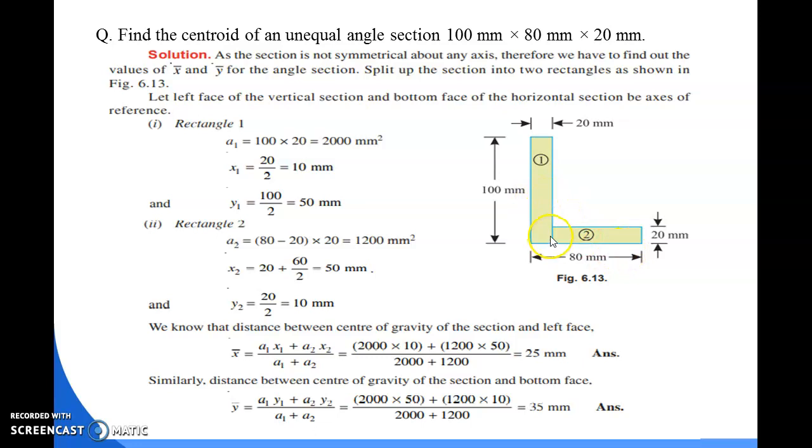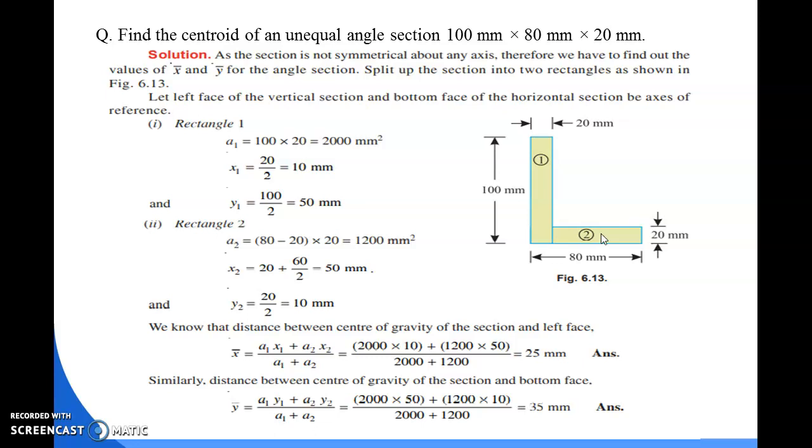And the thickness of the angle section is given as 20 mm. So you can see as per this figure, this kind of section is an unsymmetric section because it is not symmetric about the y-axis and it is also not symmetric about the x-axis. So that's why in this type of case we have to calculate the center of gravity in both the axes, that means in the y-axis as well as in the x-axis.